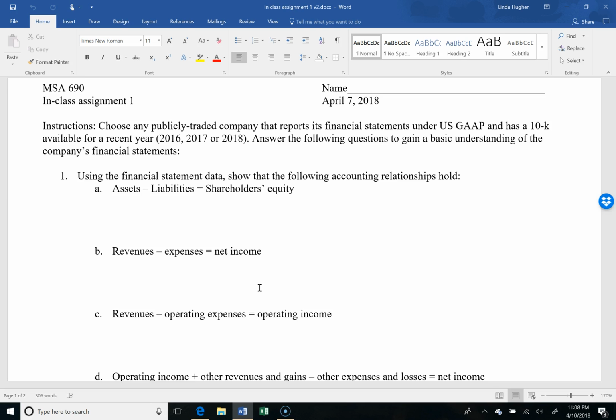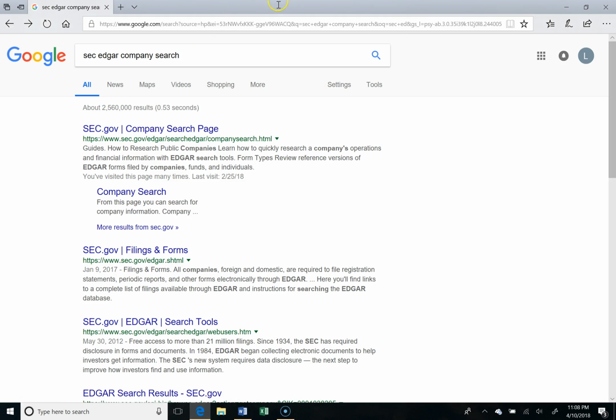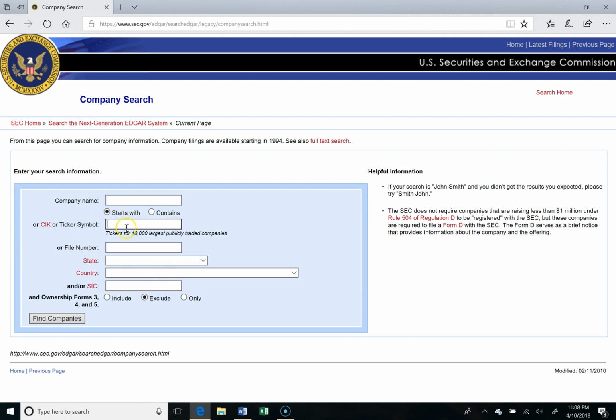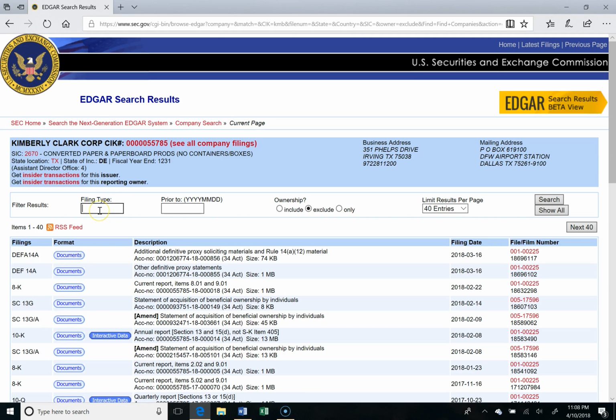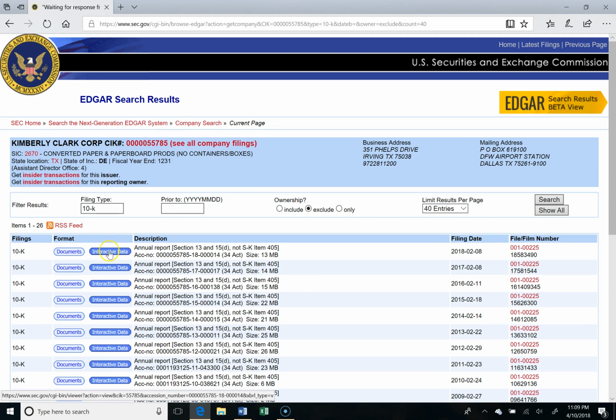I'm going to analyze the financial statements of Kimberly-Clark using the company's most recent 10-K, which was issued and filed on February 8th, 2018. In order to find the company's 10-K, I'm going to search on Google for SEC Edgar Company Search. I'm going to click on the link for Company Search and put in the company's ticker, KMB. I'm going to search for the filing type 10-K, which is the annual report. And once that comes up, I'm going to click on the Interactive Data button to get the data that's easily viewable and easily downloadable into Excel.